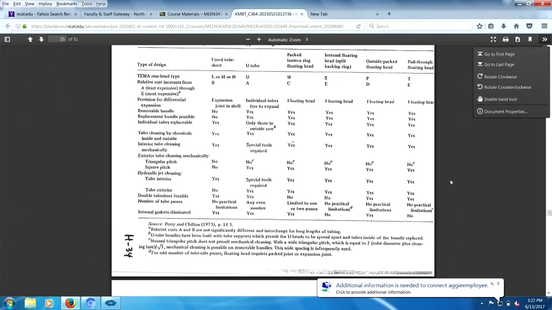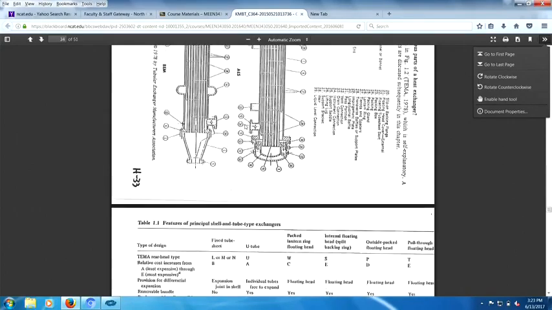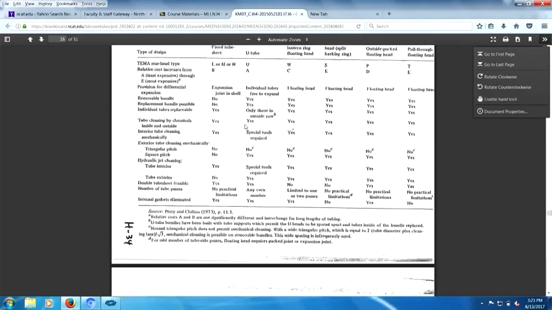Anyway, so we have various designs, various things. Look at what we have here. Rear head type, removable bundles, replacement bundles, individual tubes replaceable. Nah, you don't want to replace the tubes. That's kind of on the dumb side. You want to plug them and leave them. Tube cleaning. Look at all hydraulic cleaning. Woo! I tell you, you can't get much better than this. This is absolutely wonderful stuff. Where is this coming from anyway? Oh, this is from Gupta, I think.